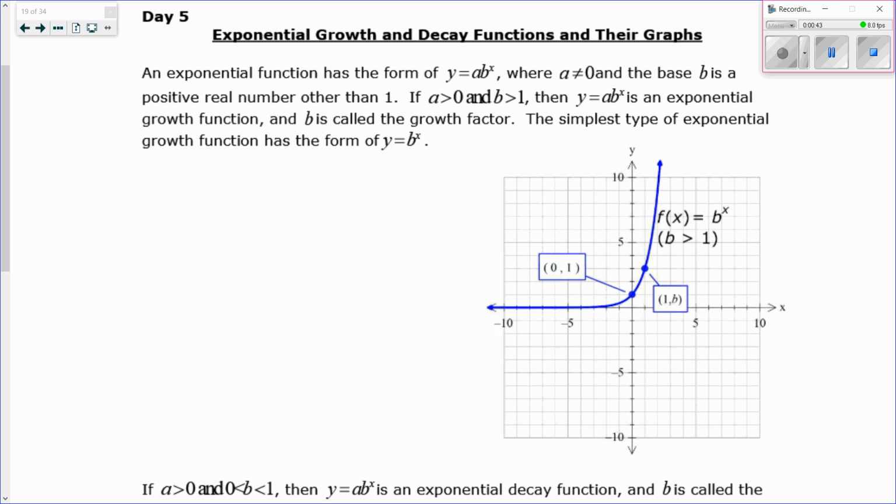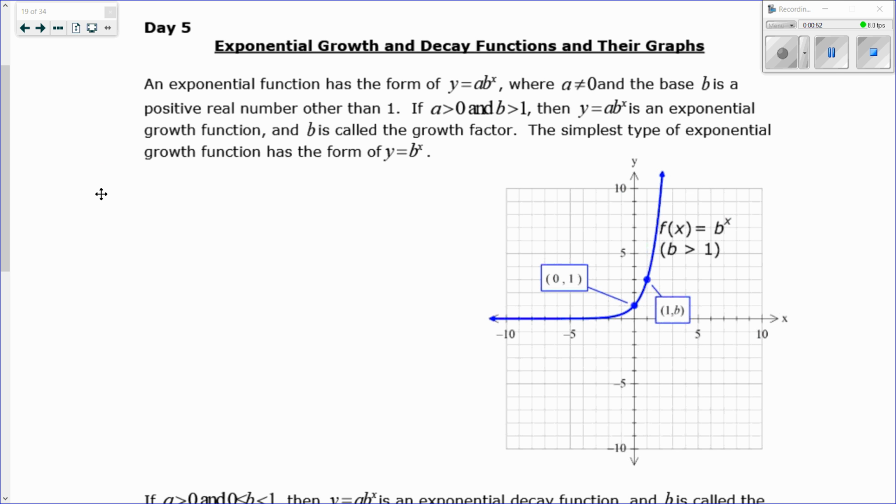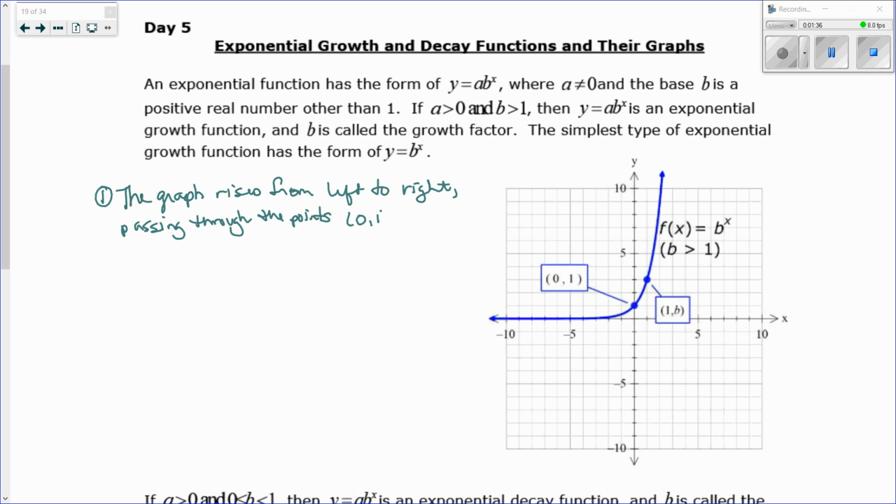Some important things to notice about the graph. So the first thing is the graph rises from left to right while passing through the points 0, 1 and 1, b, whatever the base is. And I've located those 2 points on your graph.